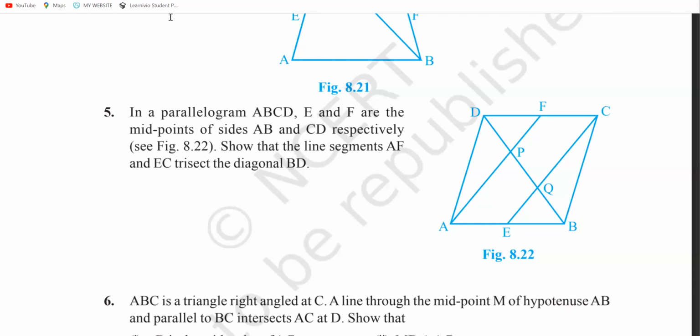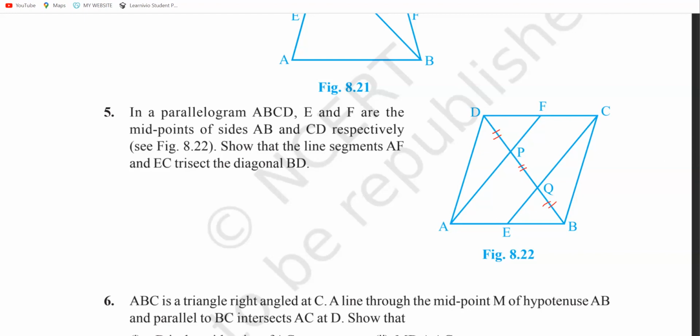Sir, I didn't understand the question. It is saying to show the line segments AF and EC trisect the diagonal BD. Means DP is equal to PQ is equal to QB. You need to prove. Have we done the midpoint theorem? You have started it.